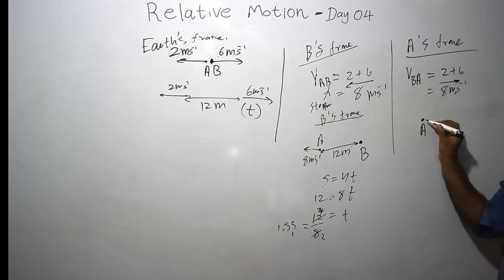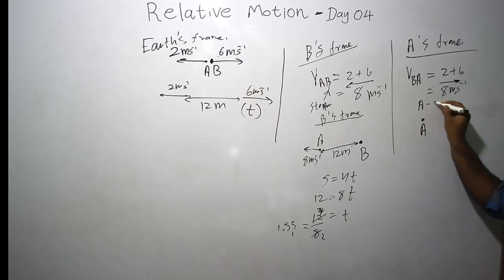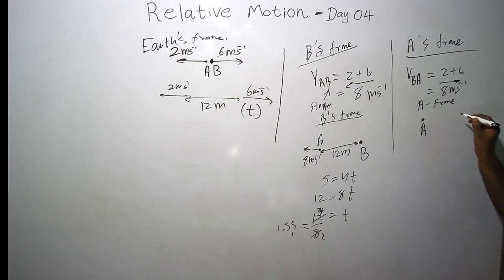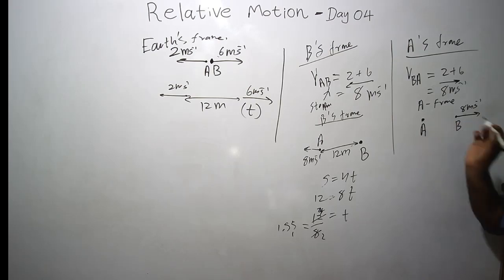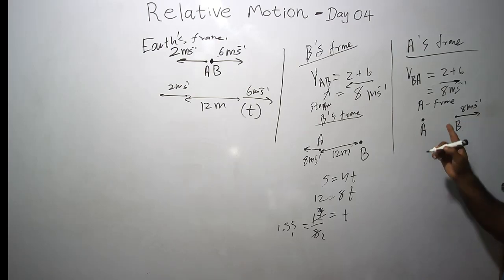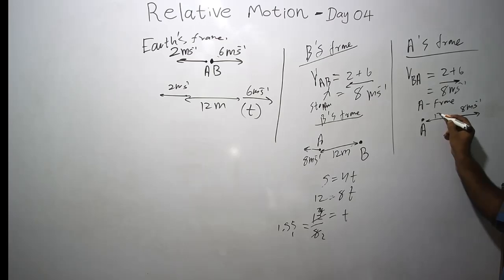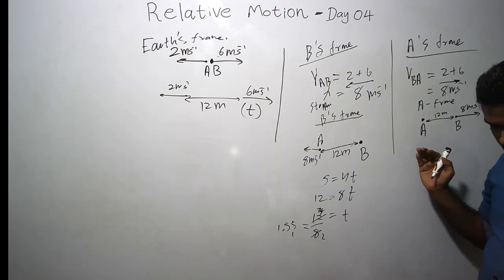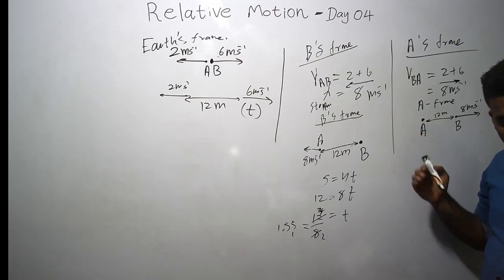So you have A here. This is A's frame, right? A is at rest. If A is at rest, velocity of B is what? To this side, 8 meters per second. A is stopped, and the gap becomes 12 meters. All this 12-meter gap displacement is done only by B, because A is stopped, right? Both are not moving.